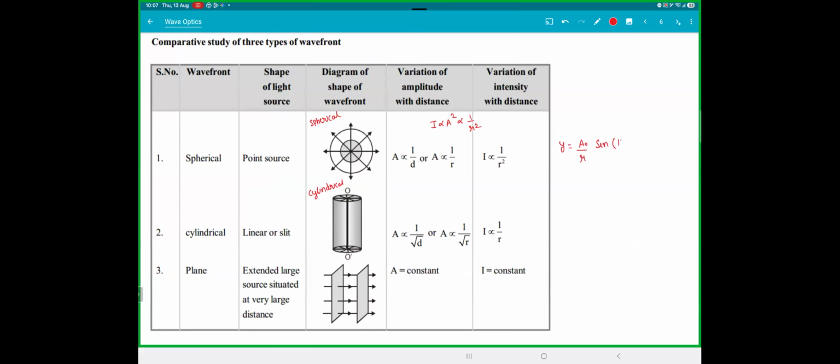So for a point source, the wave amplitude will decrease with distance. The more you travel, the more it will decrease. For a cylindrical wave, it will be A by root r. So the amplitude changes with distance. What we have been studying so far is a plane wave. In a plane wave, the amplitude doesn't change. So your wave equation will change depending on what kind of source you are using.